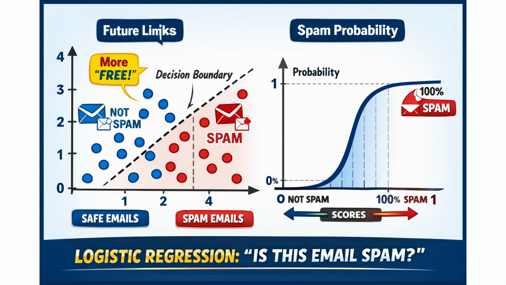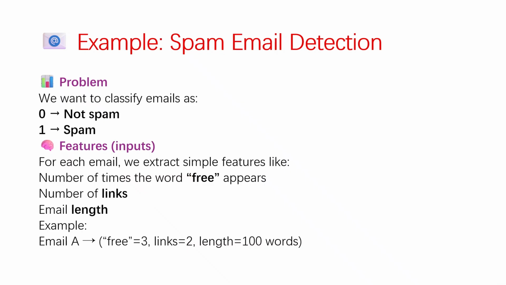As you can see, spam emails tend to cluster in a different region. They usually contain more free words, more links, more suspicious signals. So naturally, we want a way to separate these two groups. This is where logistic regression comes in. Our goal is to classify emails into two categories. 0 means the email is not spam, and 1 means it is spam.